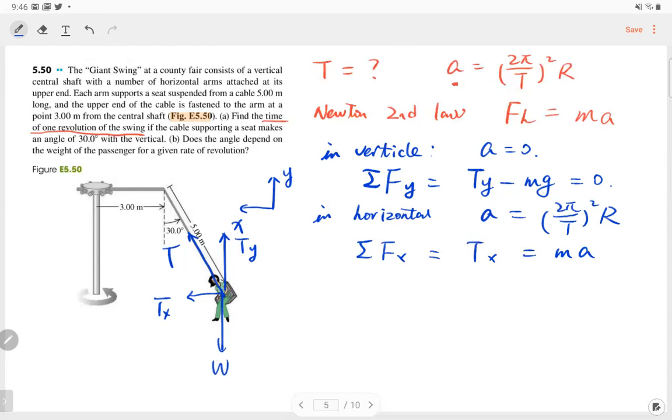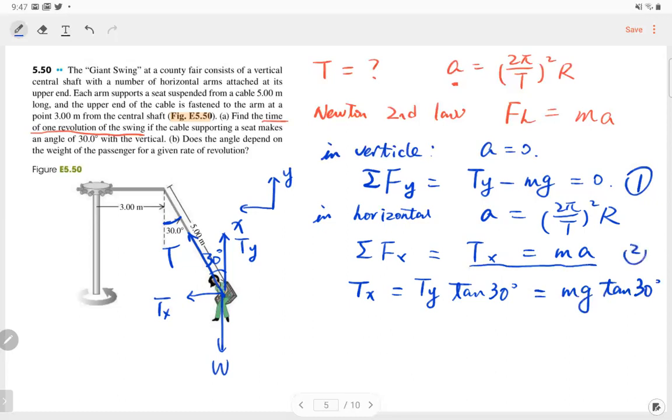Okay, so let's figure out the Tx and the Ty. We know the angle is 30 degrees. So the x component Tx equals Ty times tangent 30 degrees. Because from the first equation, we know the y component of the tension equals the weight. So we have weight times tangent 30 degrees. Then, with this relation, we can solve for the acceleration by using the second equation.